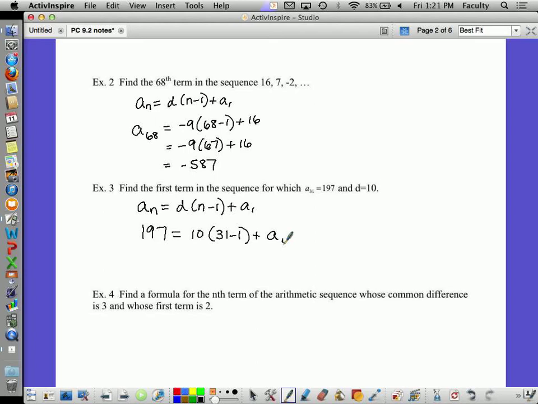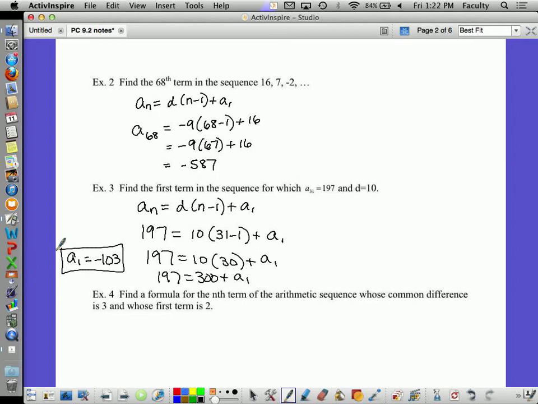So then you can begin to see why you solved these kinds of equations back in Algebra 1. You didn't know this is what was coming, but it was to prepare you. So I get 197 equals 300 plus a sub 1, subtract 300, and I get my first term, a sub 1, is negative 103. Okay?